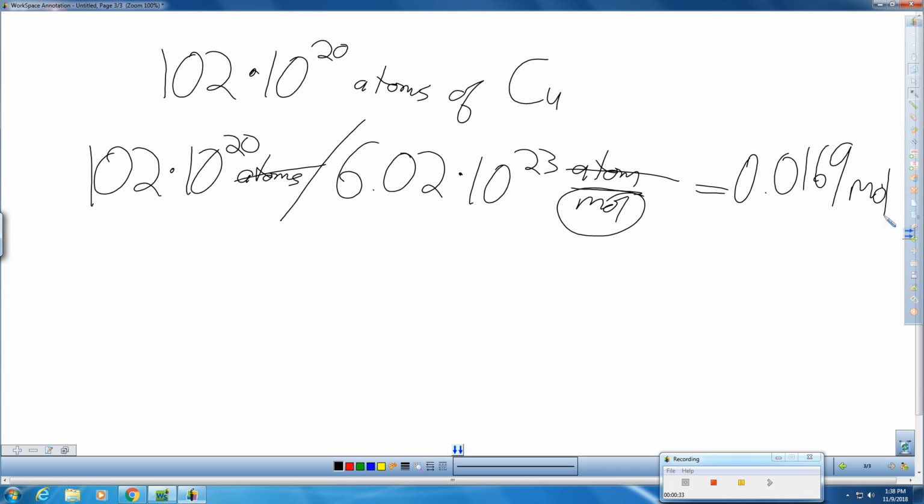Are we done? No, we want to know how many grams of copper we have. So what would our conversion between moles and grams be? The atomic weight. So the atomic weight of copper is what? It's in there, I promise. Okay, that makes sense.